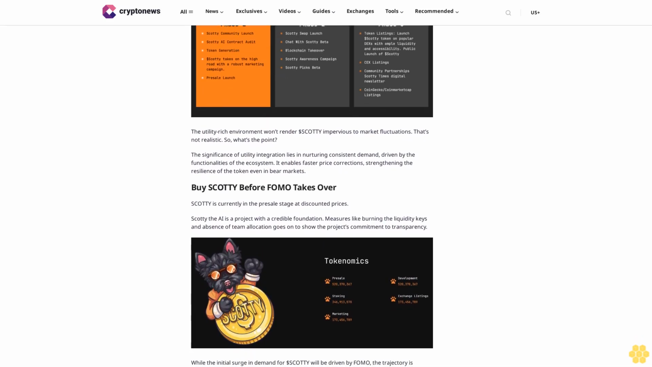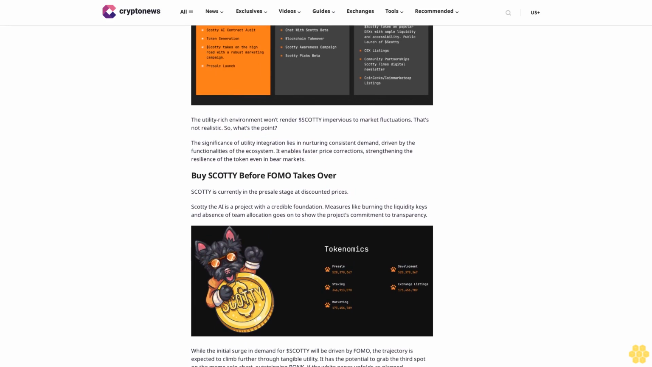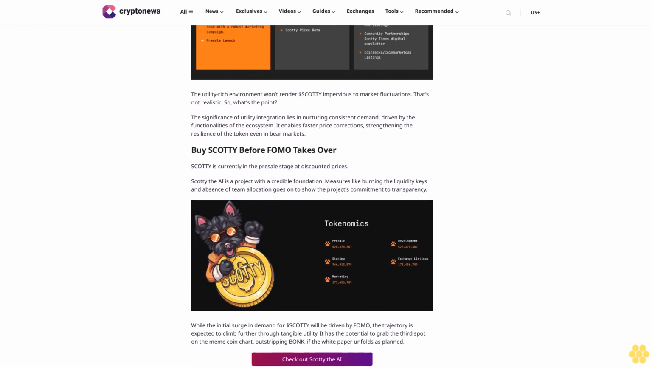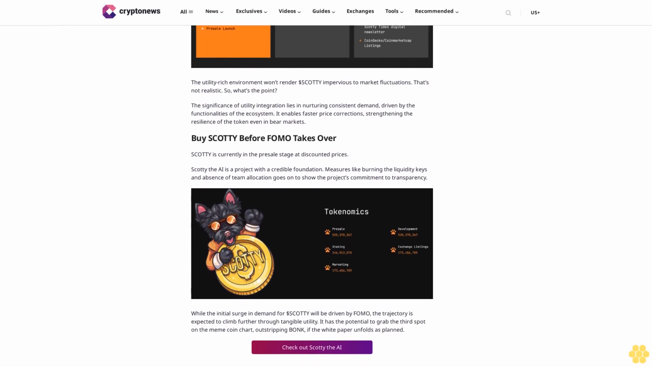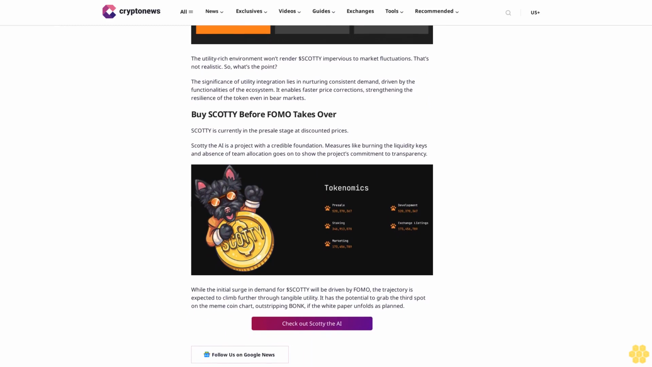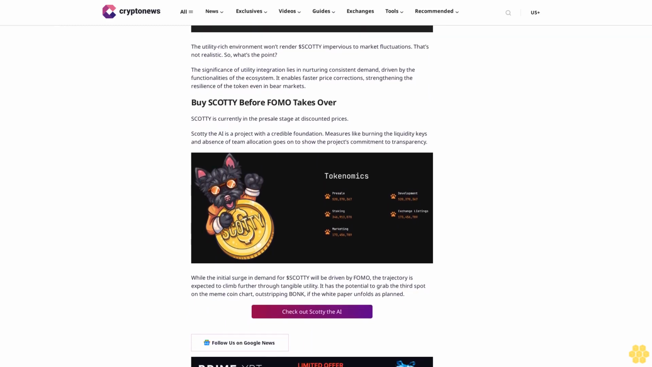Scotty Swap. Scotty Swap makes AI-powered token swaps possible. It optimizes trades for maximum gains at high speed. Scotty Swap distinguishes itself by prioritizing security and boosting user experience. All transactions within the platforms will be conducted exclusively in $SCOTTY tokens.